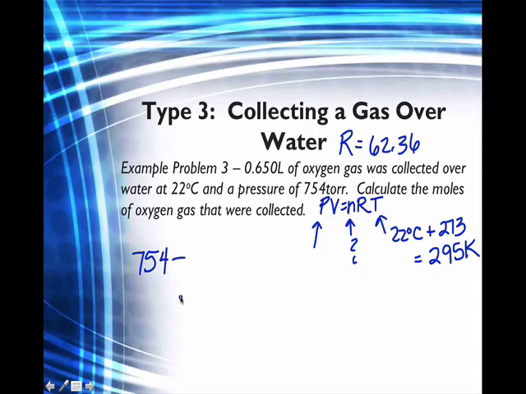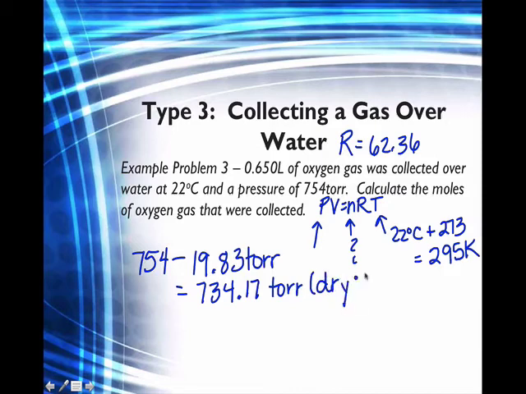So you're going to go to that green paper and you're going to go to where it says 22 degrees Celsius, and we're going to see that the vapor pressure of water at 22 degrees Celsius is 19.83 torr. All you do is subtract out the water vapor pressure from your total. So 754 minus 19.83, that gets you 734.17 torr. And that we would say is of the dry gas, is of the dry oxygen. So this is the pressure that we're going to use when we plug it into PV equals nRT, and we have our V right here already in our problem. So all I'm going to do is just plug this in.